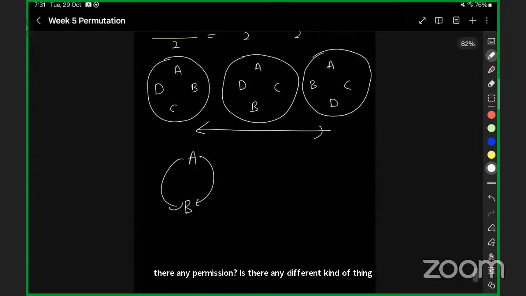There will be zero factorial, one way. A B should be happening, one way. At least one way is there. Yes, one factorial is possible, but is there any different thing happening here?